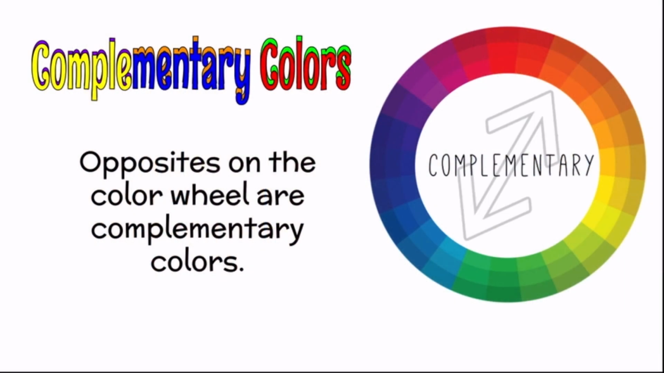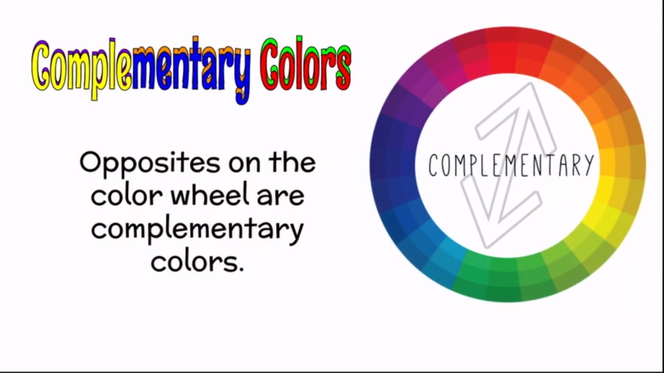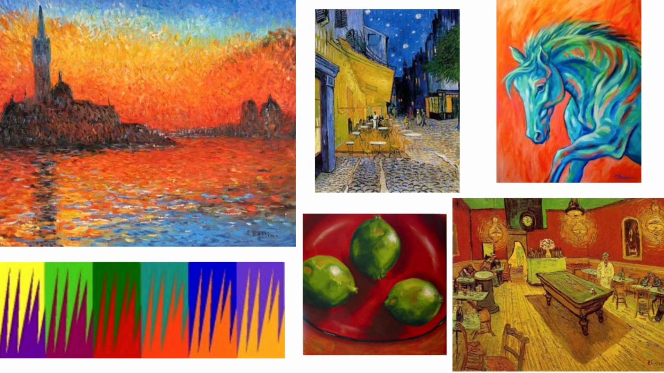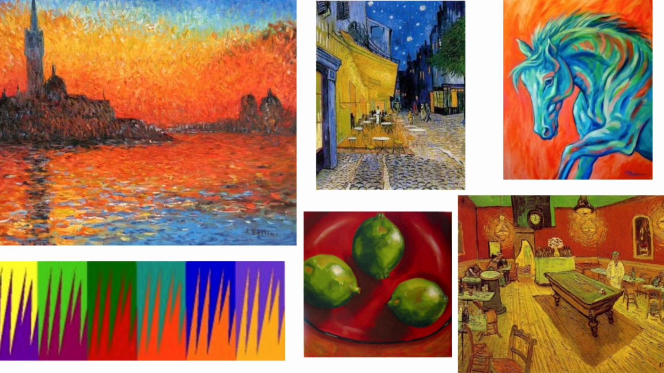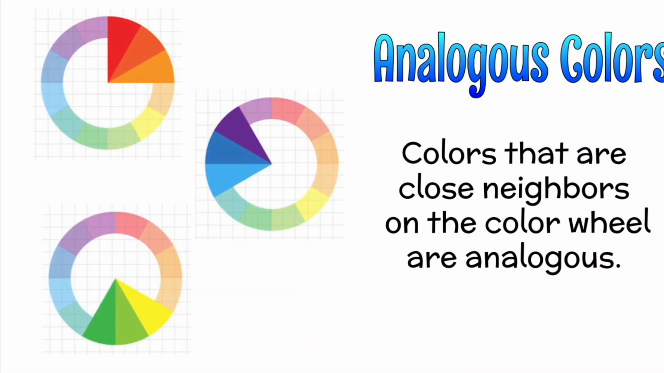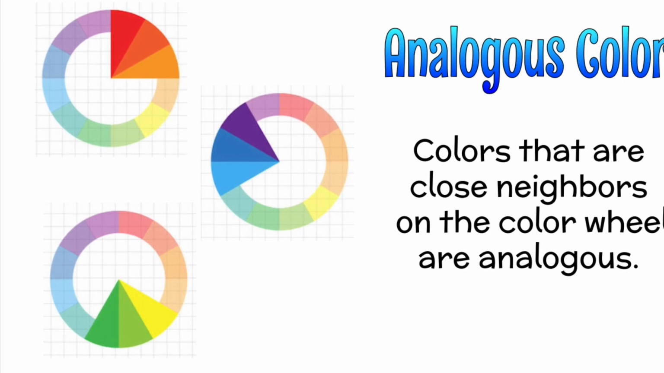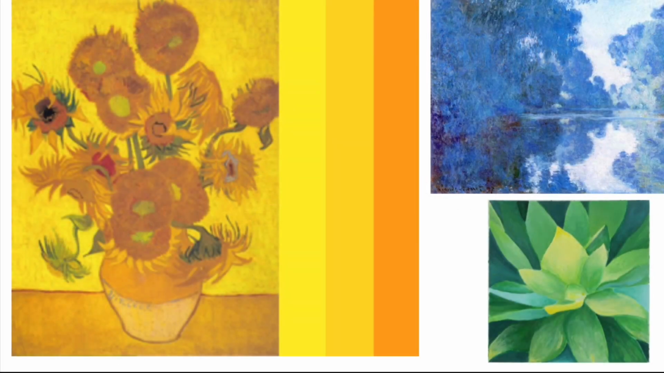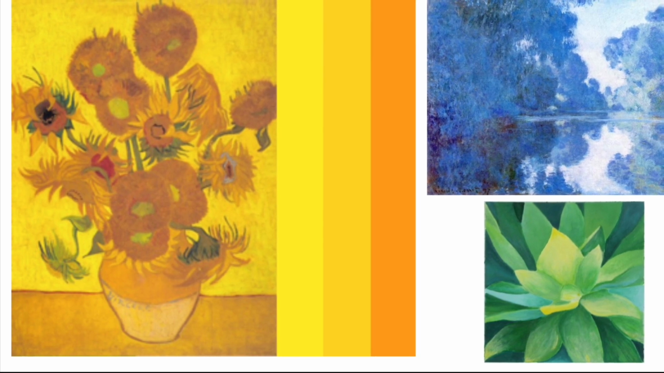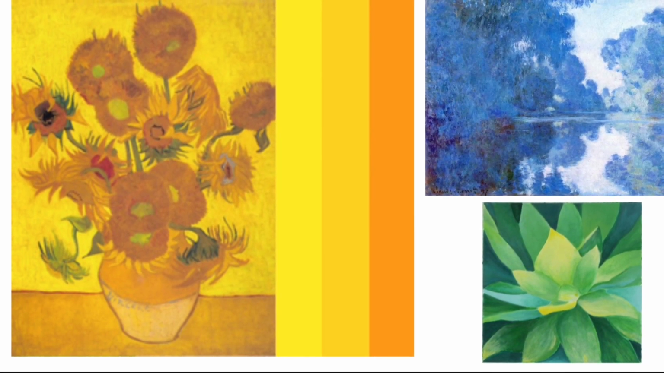Colors that are opposite each other on the color wheel are considered to be complementary colors. Example, red and green. The high contrast of complementary colors creates a vibrant look, especially when used at full saturation. Analogous color schemes use colors that are next to each other on the color wheel. They usually match well and create serene and comfortable designs. Analogous color schemes are often found in nature and are harmonious and pleasing to the eye.